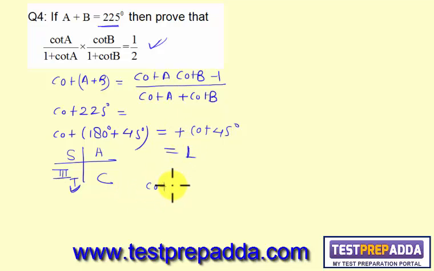Now, open this. It will become cot A cot B. I can write this as 1 plus cot A plus cot B. Okay.